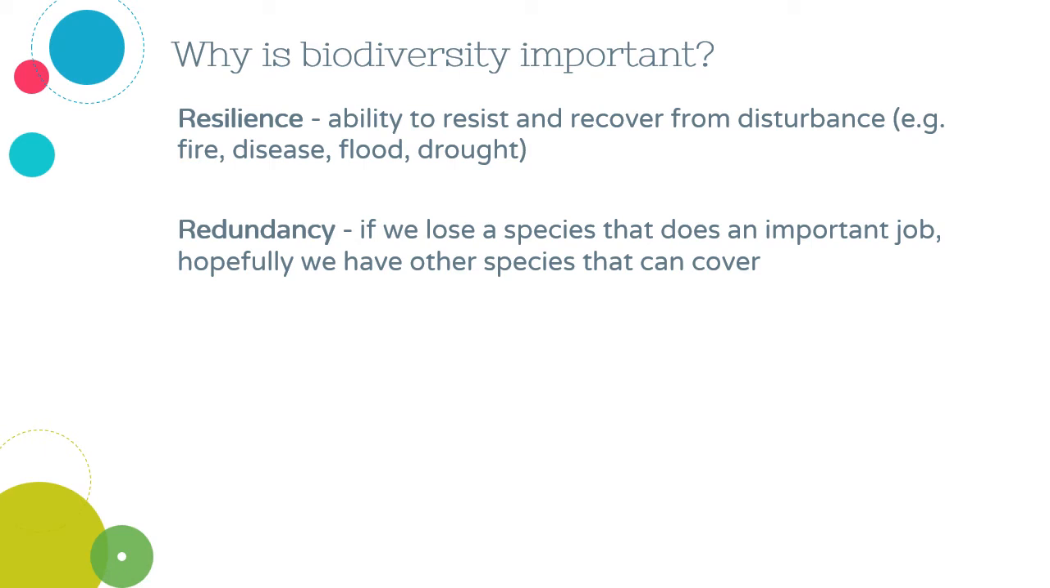So if we lose a species that does an important job, hopefully we have another species that can cover. So thinking about how if you have many species in an ecosystem, some of those might be performing very similar functions. So just like with the trees, each of those trees has a root system that's holding soil in place and the ability to transmit water from that soil surface up through its tissues and the ability to pull carbon from the atmosphere and sequester it in that wood. So in a sense, those trees are performing somewhat redundant jobs as far as ecosystem services go.